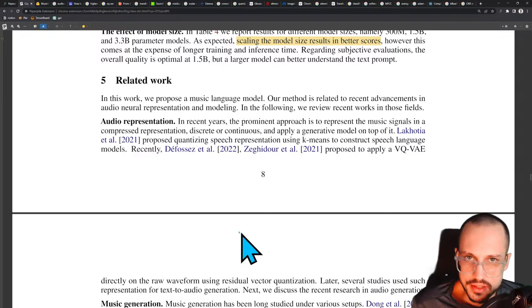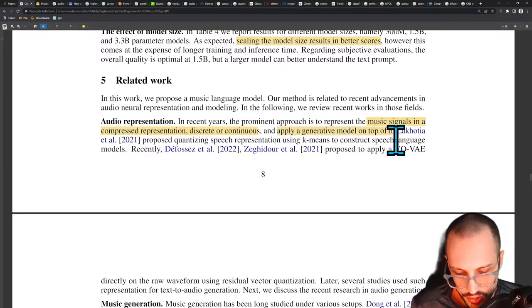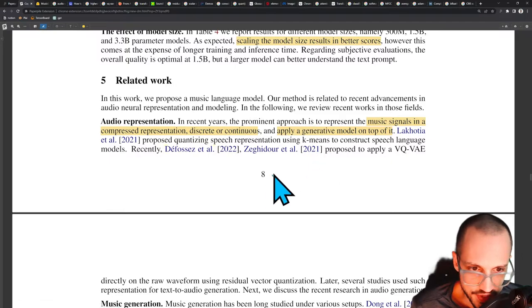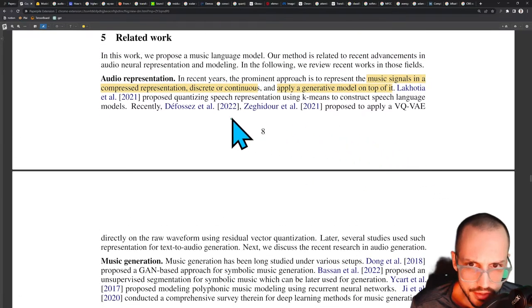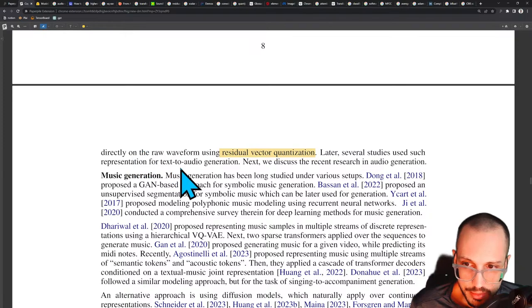Related to recent advancements, in recent years, the prominent approach is to represent the music symbols in a compressed representation, right? They're using the encodec tokens, and then apply the generative model on top of it. Same way that you do image generation and you do the diffusion in the latent space, here you do the generation in the token space of this encodec model. Recently proposed to apply VQVAE on the raw waveform using residual vector quantization. Several research studies use this representation for text to audio.